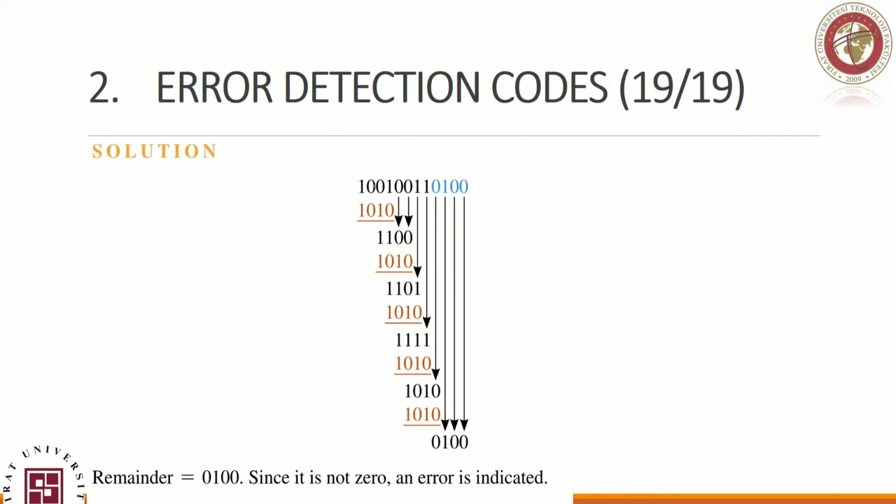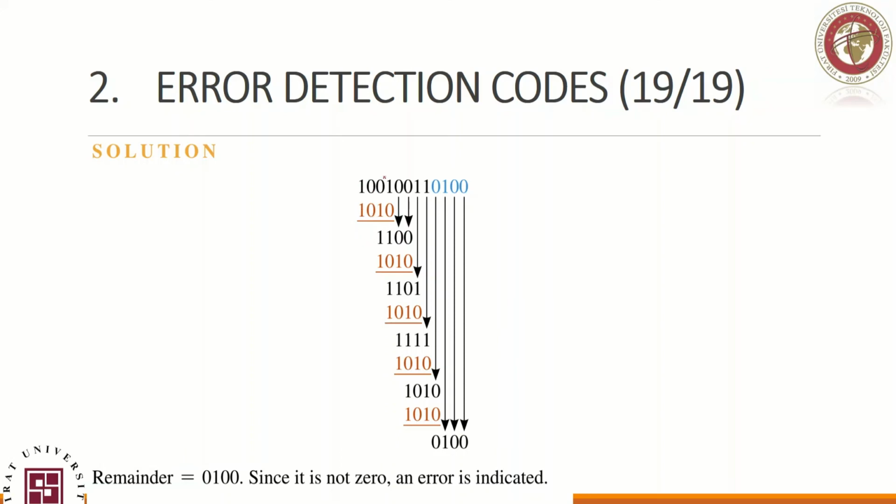Apply the long division. You can go through the same process. I don't want to go through it. It will take our time, but it's easy. I'll just repeat what I said earlier. 1 XOR 1, 0. 0 XOR 0, 0. Why? Same bits. 1, 1, 0, 0.